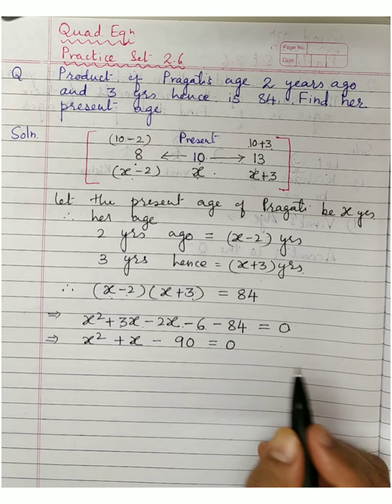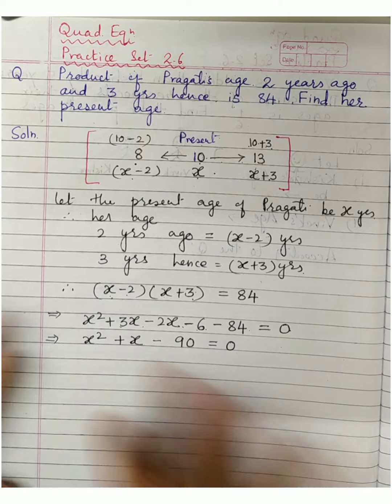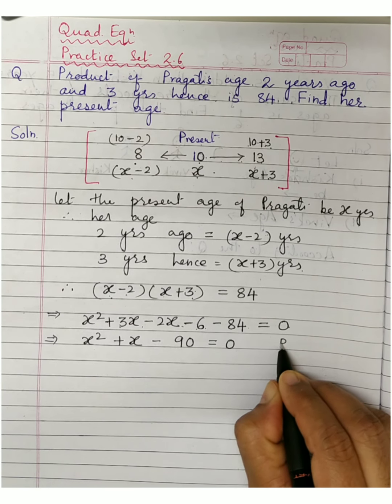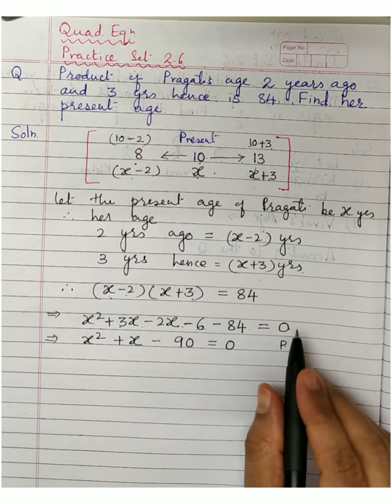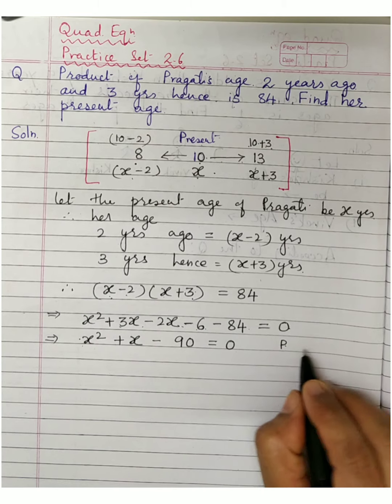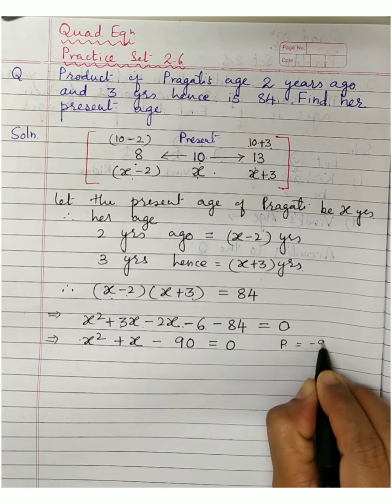So this is another important part you have obtained. You have obtained the quadratic equation. Now you need to work it out. We normally go with the factorization method. So what is the product here? Coefficient of X square is 1. 1 into minus 90, the product is minus 90.